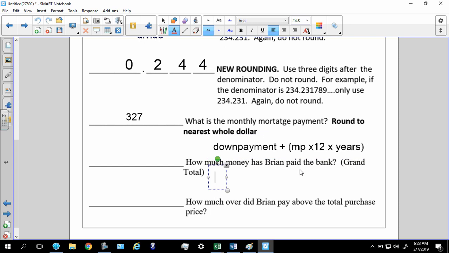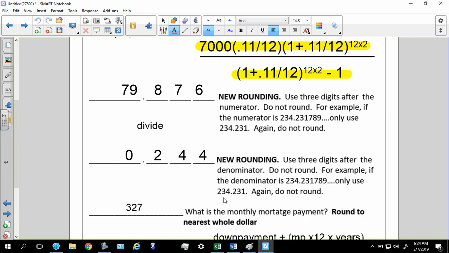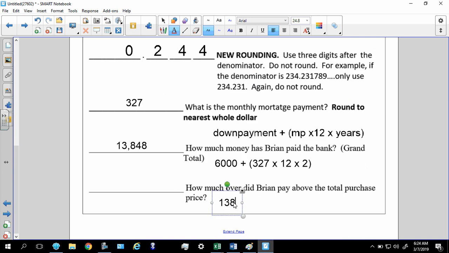So the down payment was $6,000 plus parenthesis his monthly payment, which was $327, times 12 times, what is it, 2 years? So when I do the math, I get $13,848. Now the question is, how much did Brian pay above the total purchase price? Total purchase price was $13,000. So he paid $13,848 minus $13,000, and the difference is going to be my interest, $848.